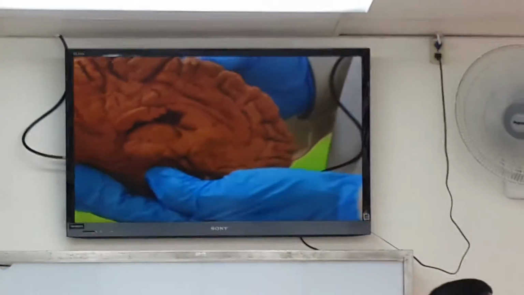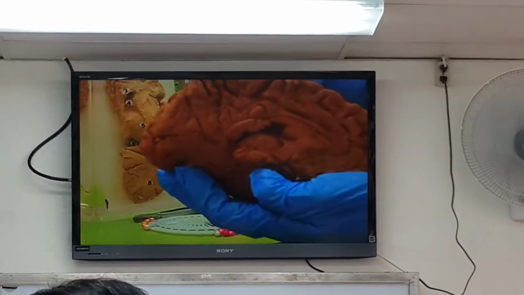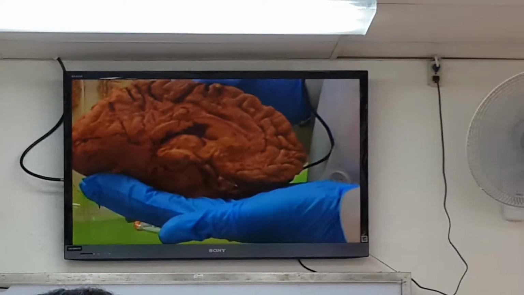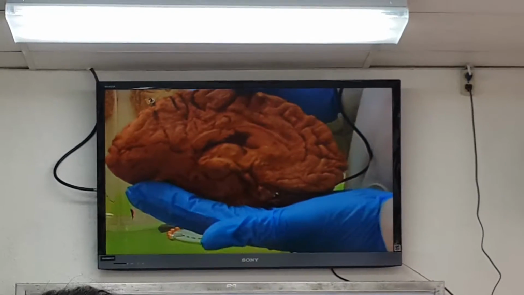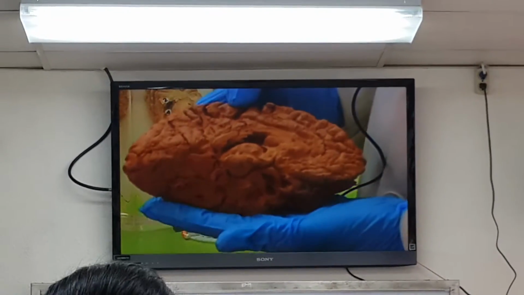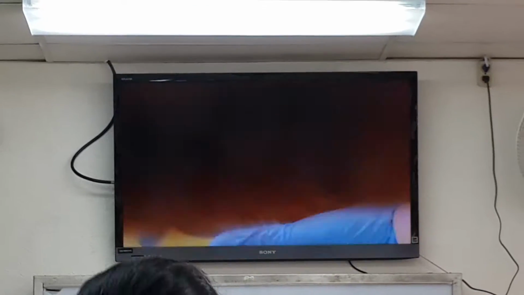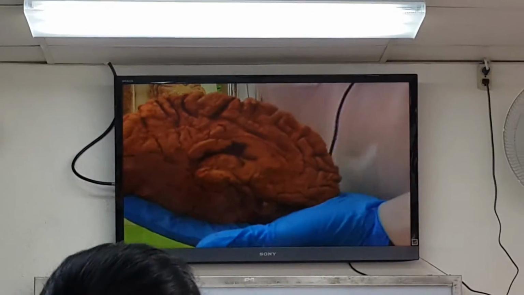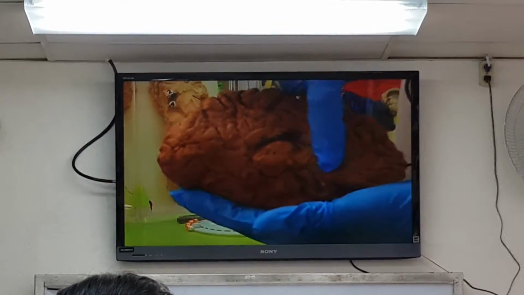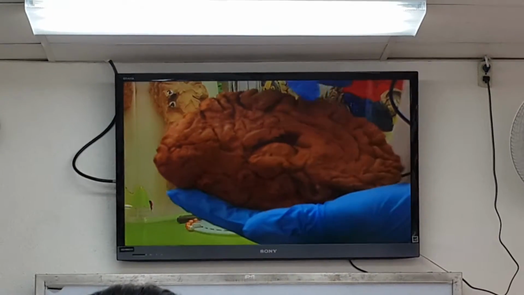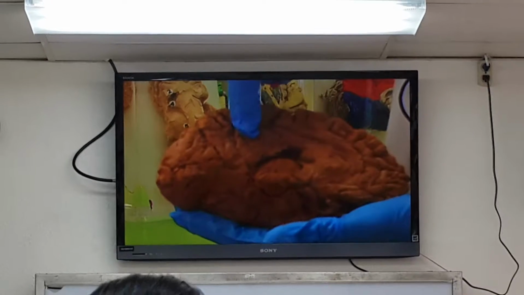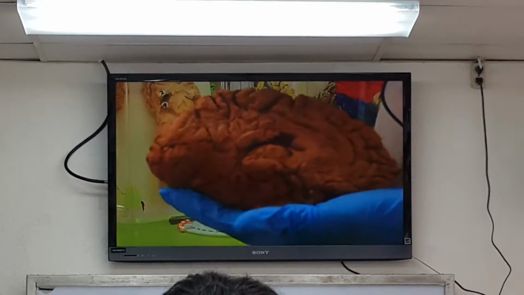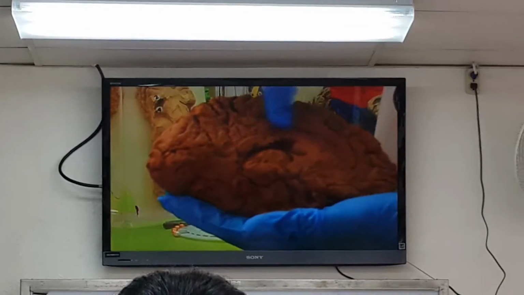On the medial surface, you have seen the corpus callosum and some sulci on the medial surface. On the medial surface, you will find an artery running around the corpus callosum. It is not there in this specimen, you will find it in some other specimen. That is the anterior cerebral artery. It runs around the corpus callosum. And there is one gyrus also that follows the corpus callosum.